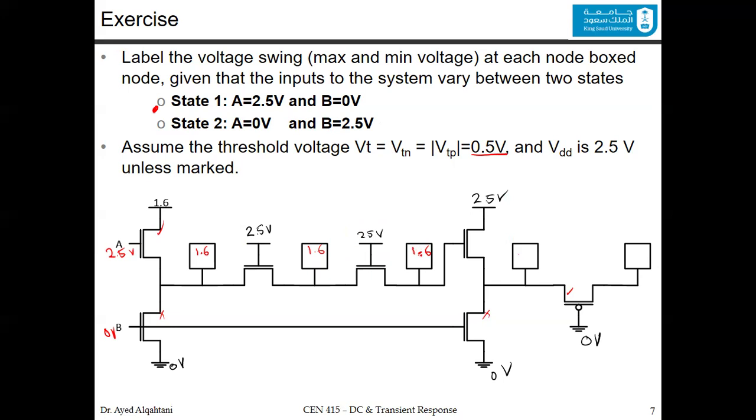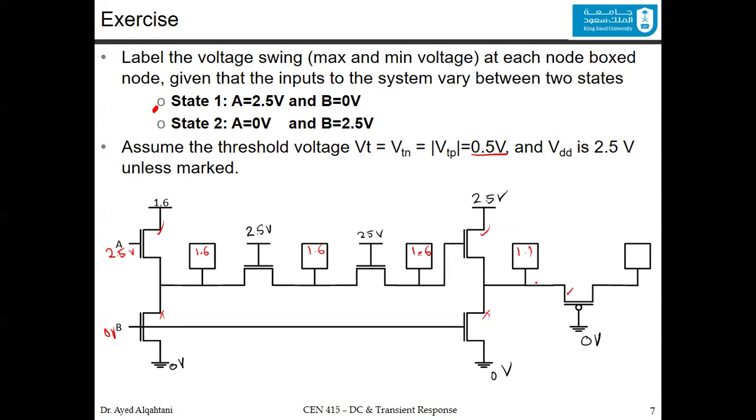Now the 1.6 is the value at the gate. Now we can decide the fate of this transistor. Since it's not 0 volt, we will assume that this transistor is on. So what happens now, the gate value is 1.6. We take 0.5 out of it, so it becomes 1.1 compared to 2.5. Then the winner here is 1.1.